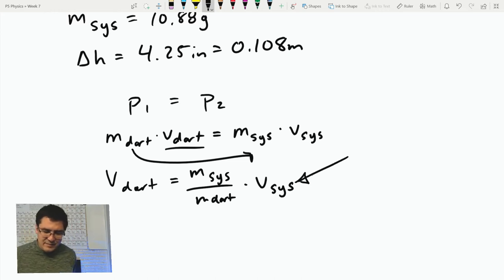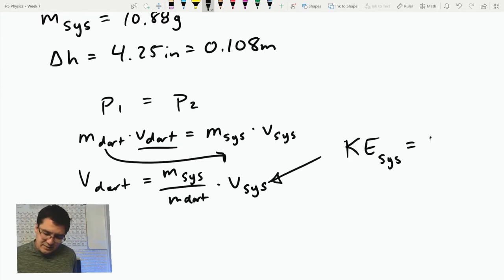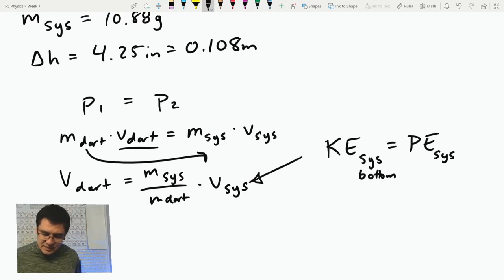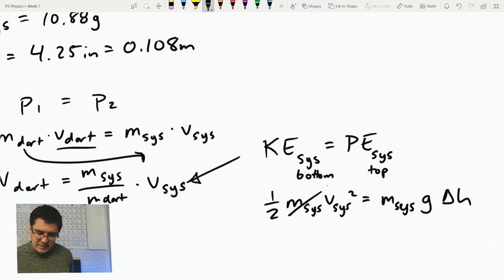Well, this came from the law of conservation of energy. We said that the kinetic energy of the system at the bottom of the swing, that's when it's moving the fastest, is equal to the potential energy of the system at the top. Okay, and so what we said was 1/2 m_sys v_sys squared equals m_sys g delta h. So mass is canceled.